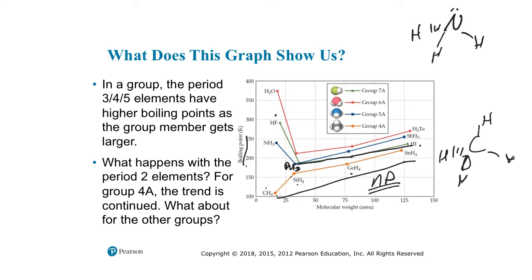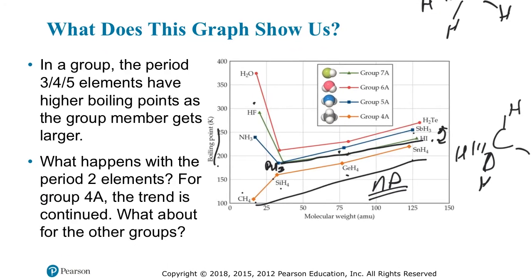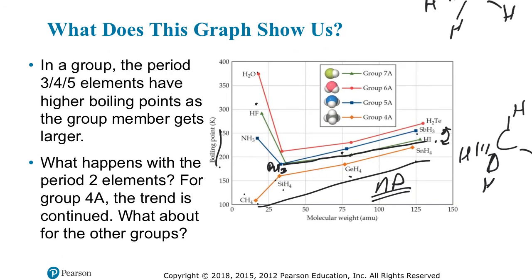HF to HCl drops and then increases to HBr. It looks like they have these two backwards, so that should be antimony H3 instead of HI. So it looks like they have two of the names backwards in the chart. And so likewise, water high in terms of its boiling point, then drops to H2S. Room temperature is right about here. So HF has a boiling point right about room temperature.